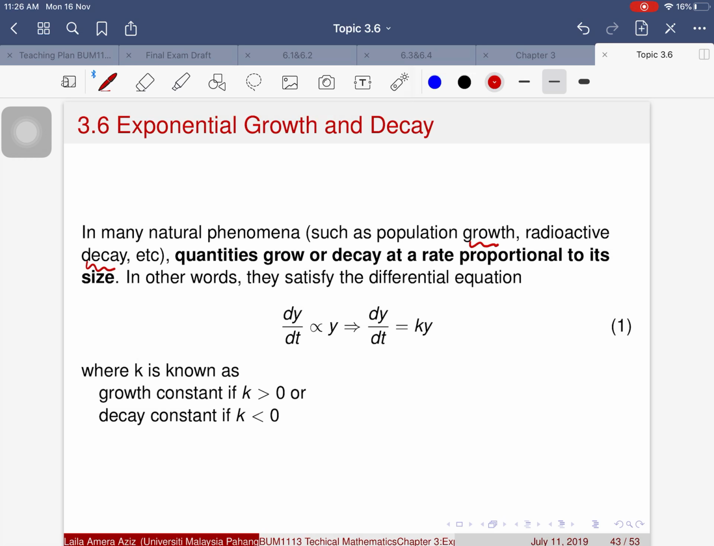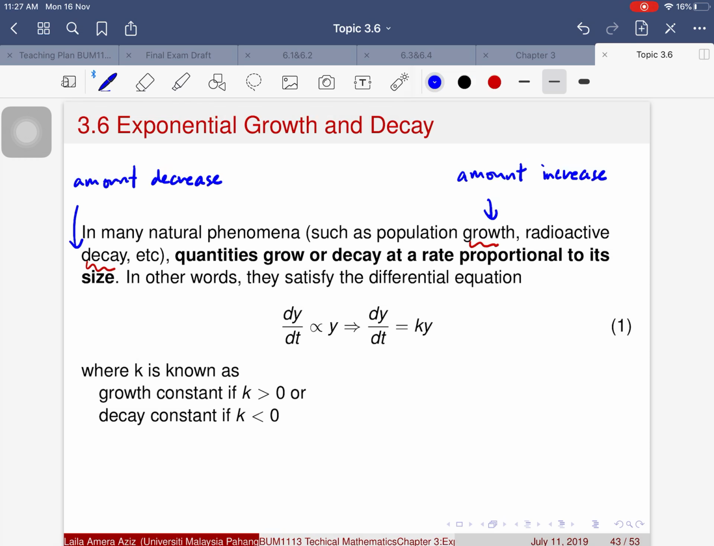So basically what happens for growth is that the amount increases. So this is what it means by growth. When we have decay, the amount decreases. So this particular equation that we are about to see, we can actually use it to model both cases: something for which the amount is increasing and something for which the amount is decreasing.